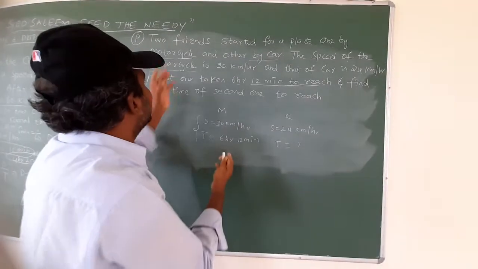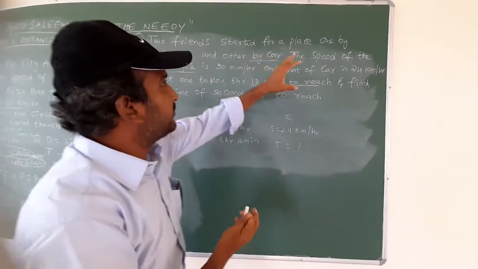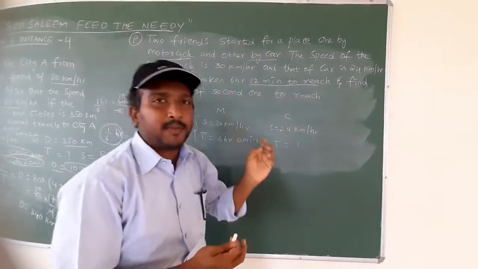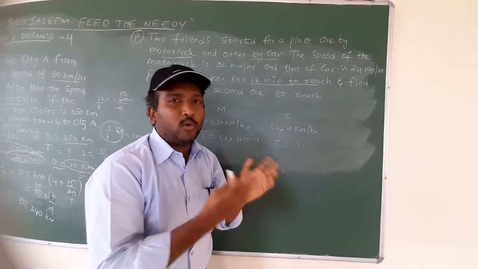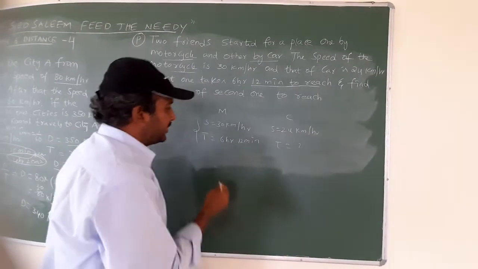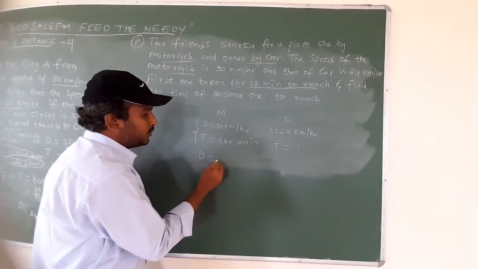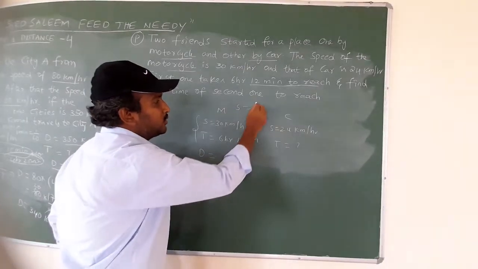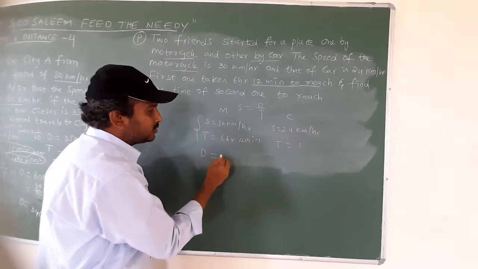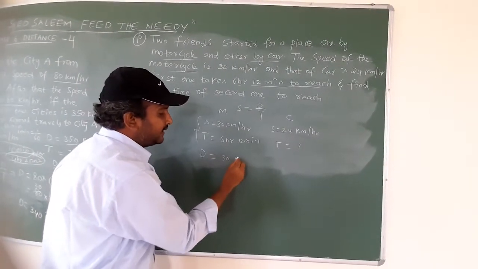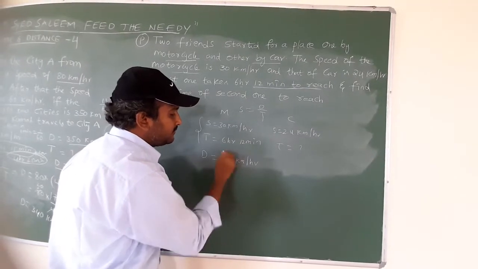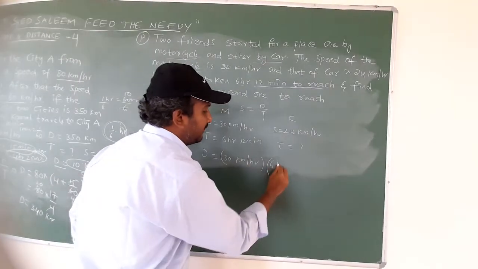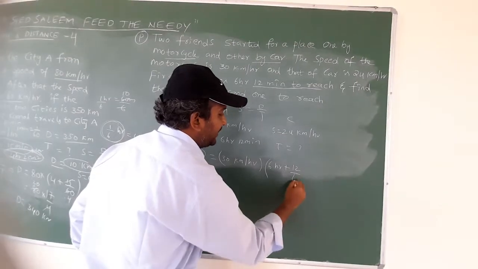Why? Because they said that two friends started for a place, one by motorcycle and the other by car. What is the meaning of that? Both travel the same distance. That is a very important point here. Now, once again we use speed is equal to distance upon time, then distance is equal to speed into time: 30 km per hour into 6 hours plus 12 minutes, 12 by 60 hours.